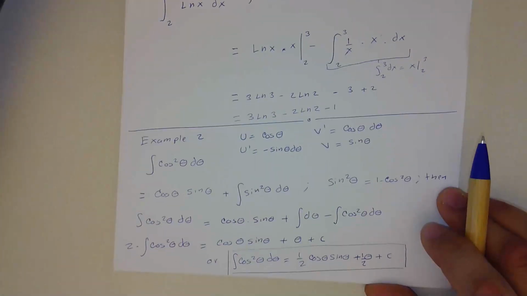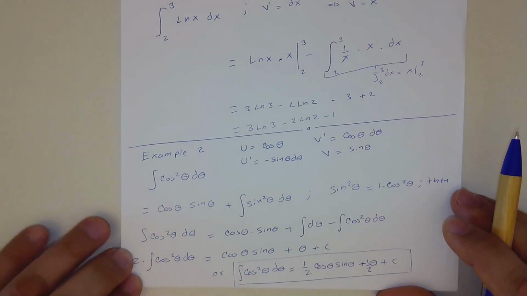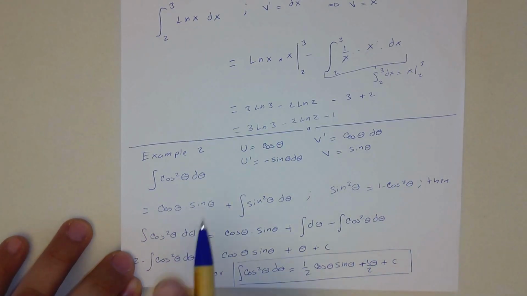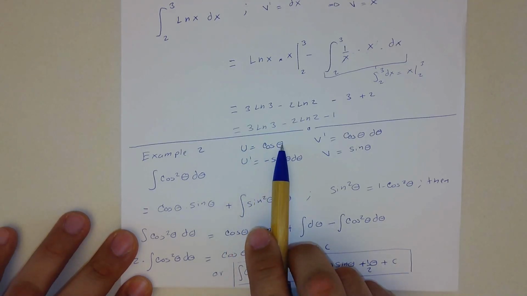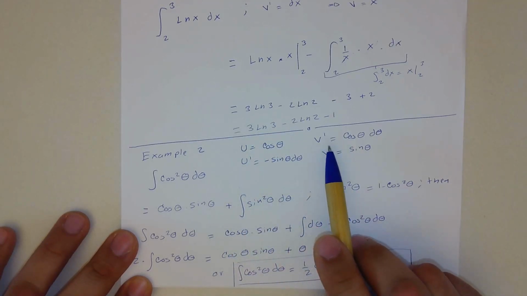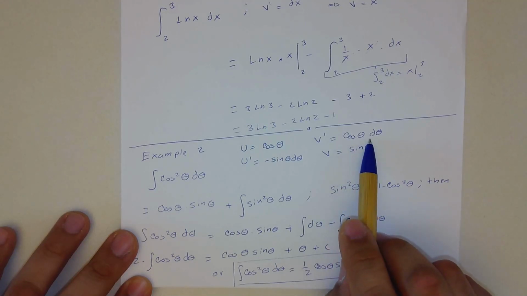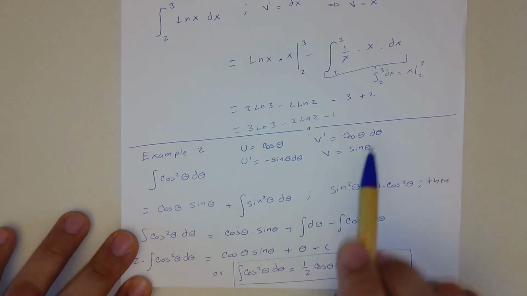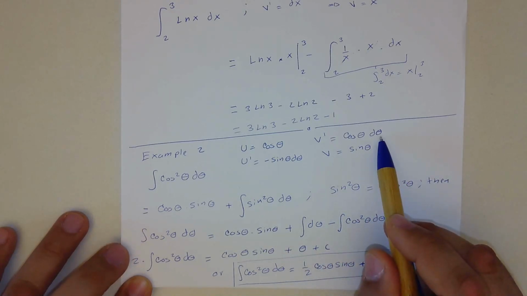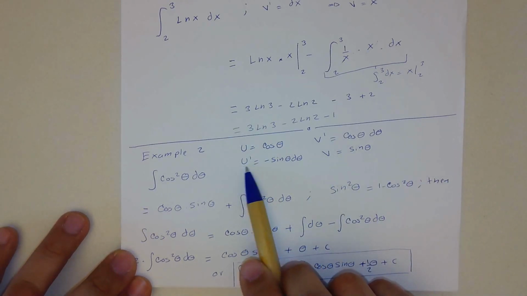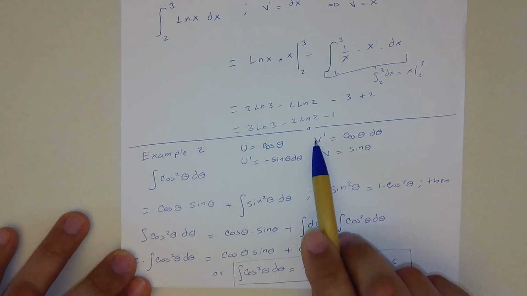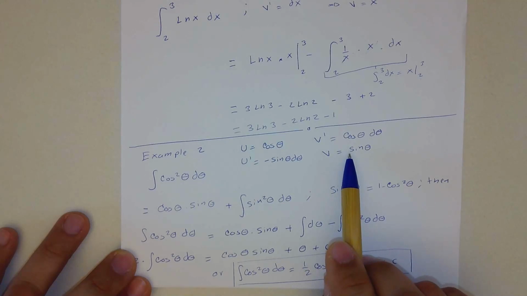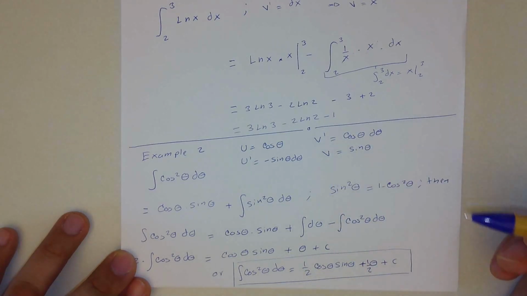Another example that I have prepared for you is this: the cosine squared, right? If we have to do the integral of this, we have that u will be cosine, and the derivative of v will also be cosine of theta, like the differential of theta. The derivative of cosine is minus sine of theta, and the integral of cosine is the antiderivative, which is sine of theta, right?